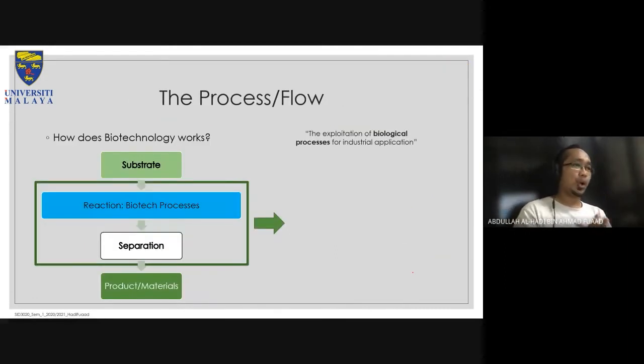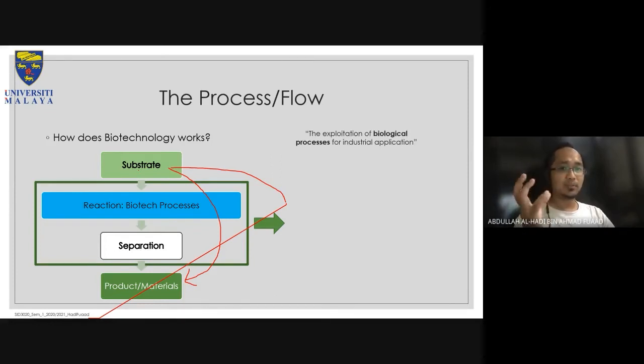Okay, so the process flow. How does biotechnology work? Biotechnology works normally when you have a substrate and you want to produce a product. So biotechnology stands in the middle of these two. You have a substrate, you want to form a product, so you put it into biotechnology, and then you do a separation and you get your product.